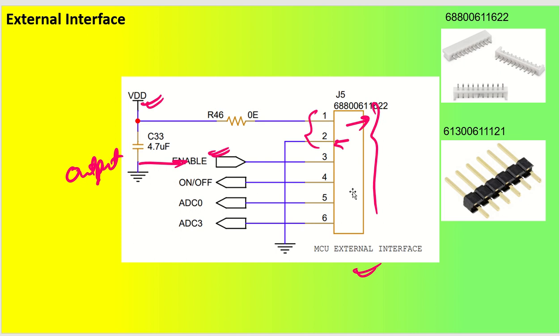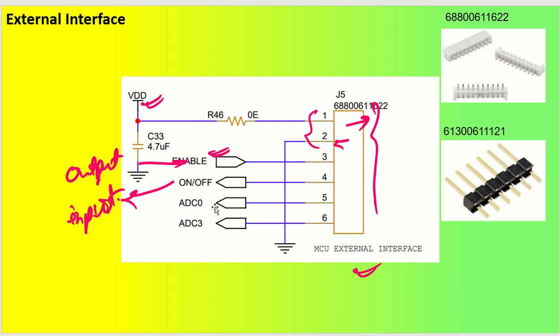Next, suppose we want to know whether that board has been switched on or not, then that on/off signal is taken to a microcontroller pin again. So this is acting as an input to the microcontroller. Okay, so this is how you decide how you keep an output pin and how you take an input pin. Got it? Now I have taken two lines which are ADC0 and ADC3.